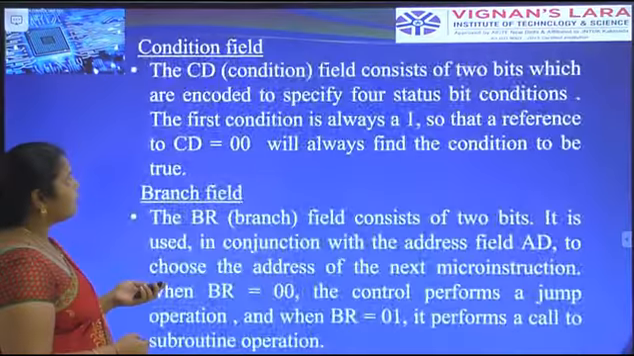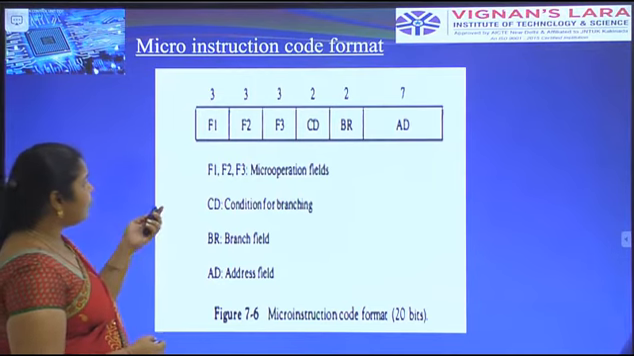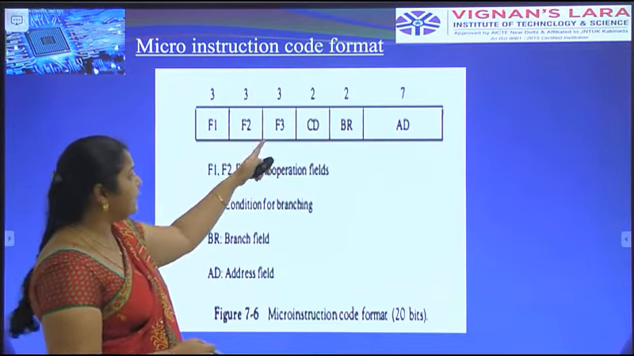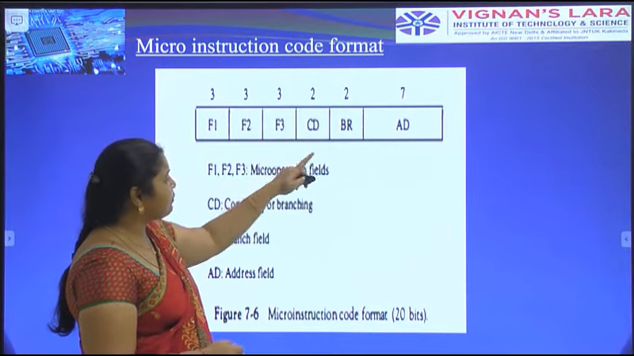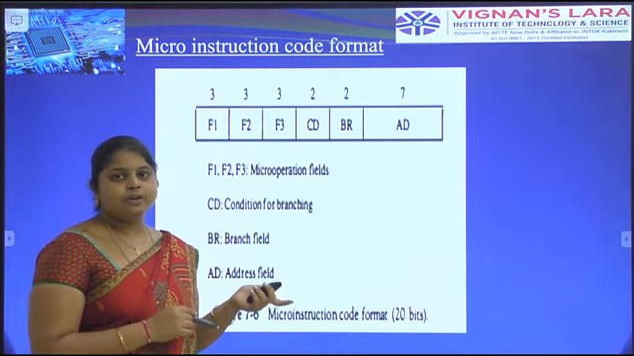Okay, this is about the micro program example. It consists of 6 fields: field 1, field 2, field 3, condition for branching, branch field and address field. These are the micro instruction code format.